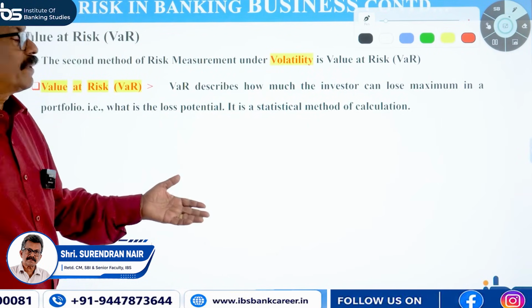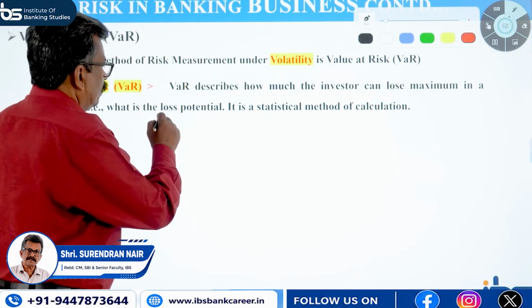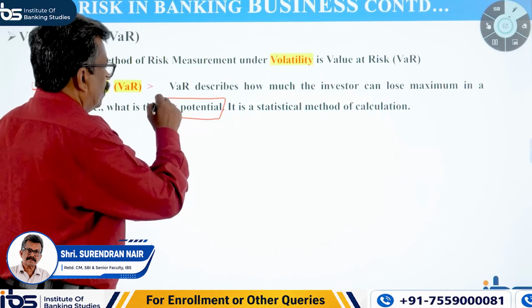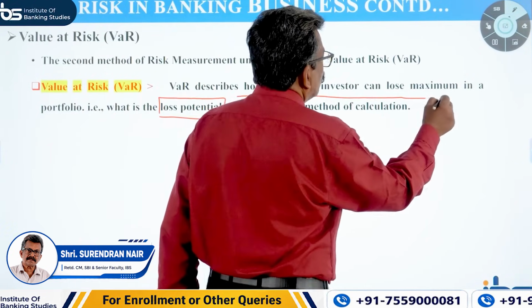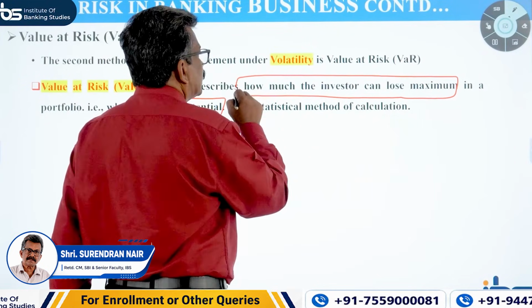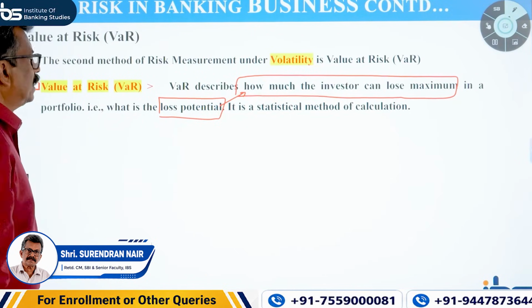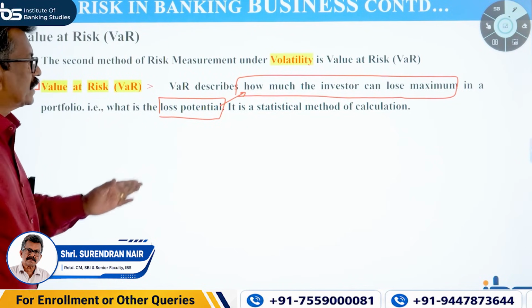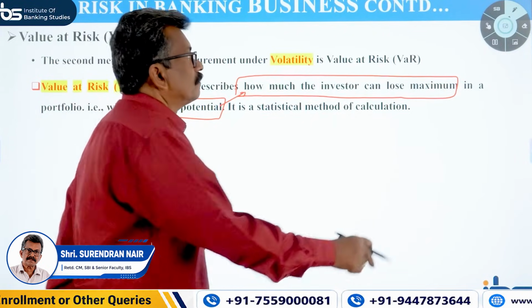Or in the question it may be, the VaR will tell you what is the loss potential. You remember these two words, loss potential. VaR will tell you the loss potential or how much the investor can lose maximum. That is the loss potential, the one word for this. So that is the loss potential in a portfolio. What is the loss potential? It is a statistical method of calculation.